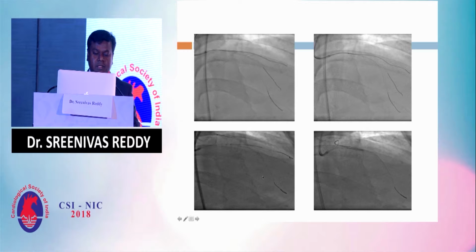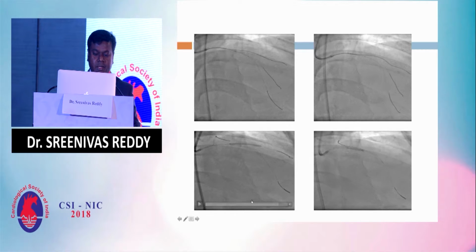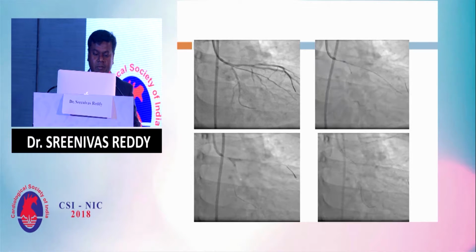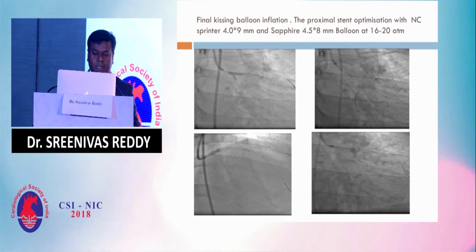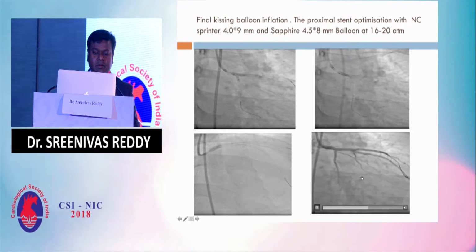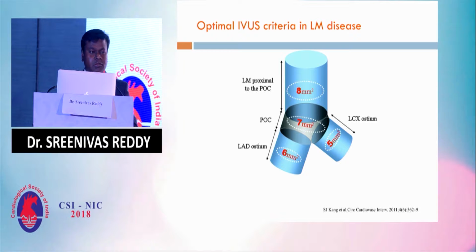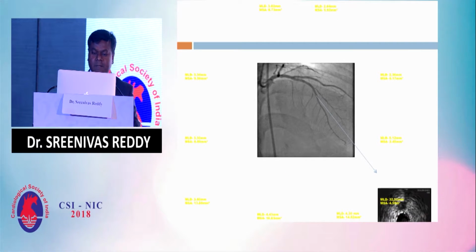After placing the 3 wires, he underwent a PCI to LAD D1 with the step crush technique, and after that a PCI to left main to LAD, again with a 2 stent technique. After high pressure balloon dilatations, this is the angiography of that. In the left main you should achieve values like these: MLA of 5 in the LCX ostium, 6 in the LAD ostium, 7 in the polygon of confluence, and 8 in the LM proximal. This is what is expected if you do a left main bifurcation stenting.